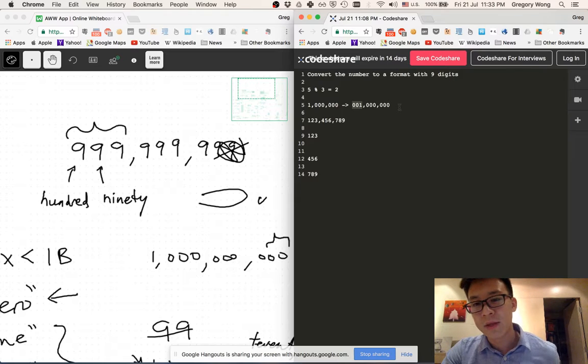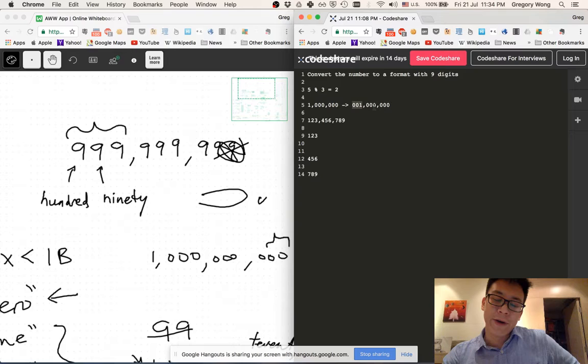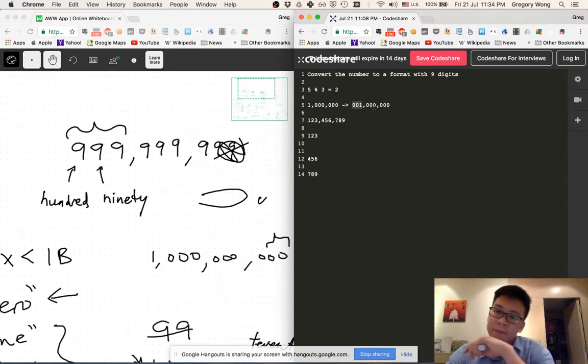Yeah, sorry, so even if I divide by 1,000, let's say if I divide 1,000,000 by 1,000, I would still get 1,000. So the thing is I wouldn't divide by 1,000, right? I think I would mod this by 1,000, I think.